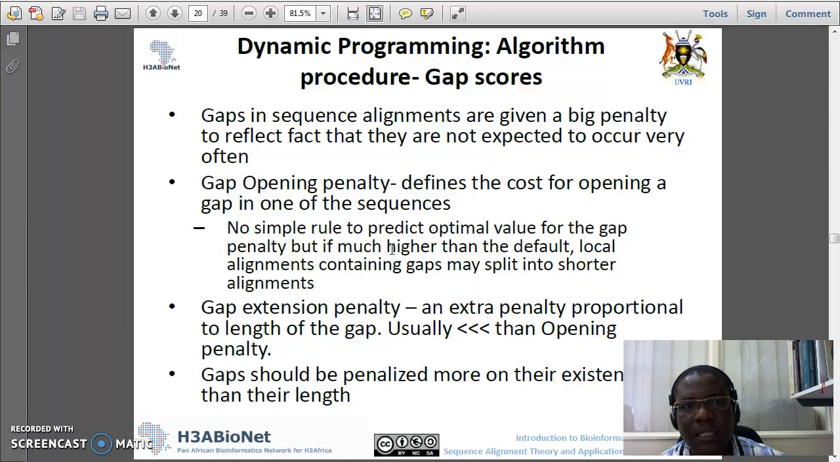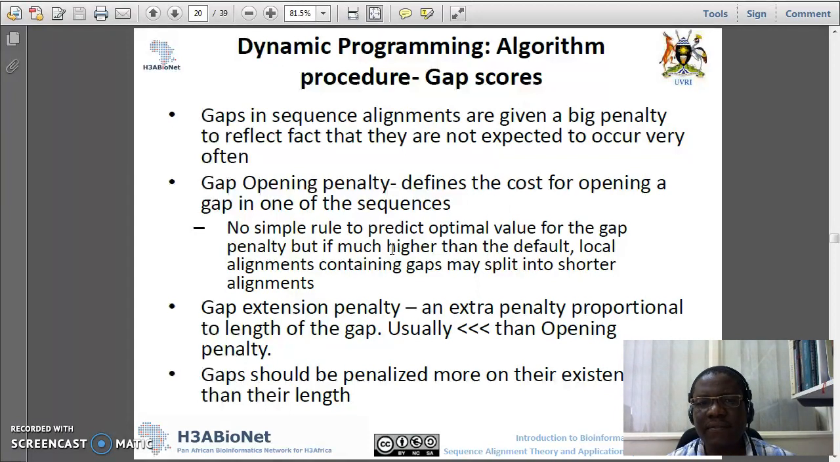So for that, you have to think of an opening penalty that introduces your gap. This will define the cost for opening a gap in one of your sequences. There's no simple rule to predict the optimal value to assign such a gap penalty, but you just have to remember that if it's much higher than the default in your computer program, then local alignments that contain gaps may be split into shorter alignments.